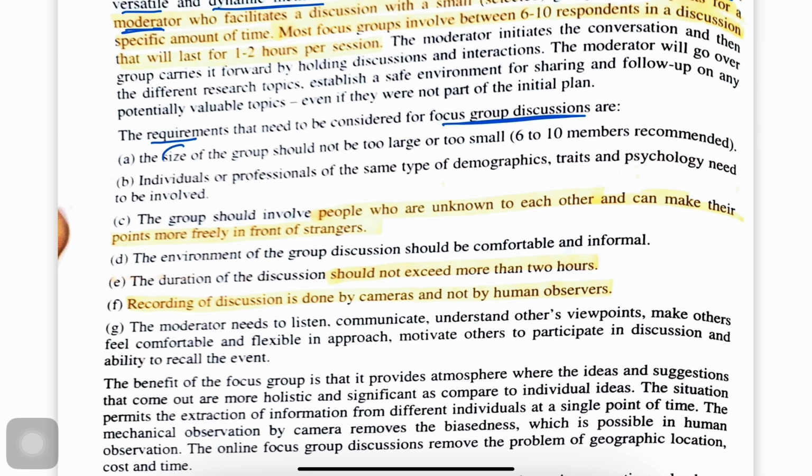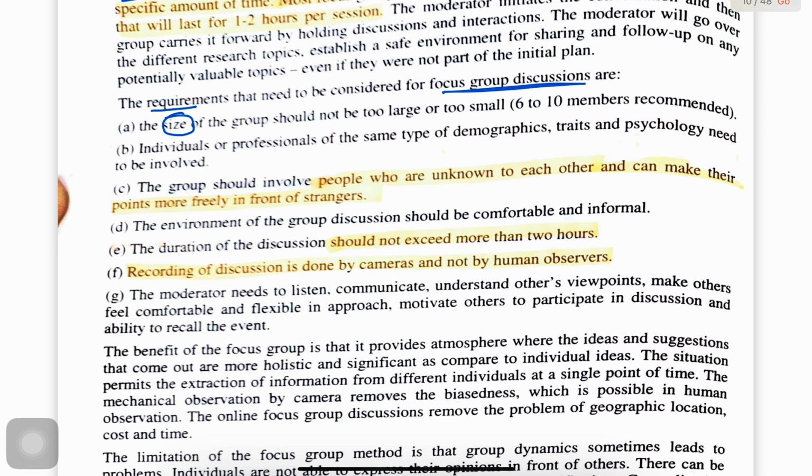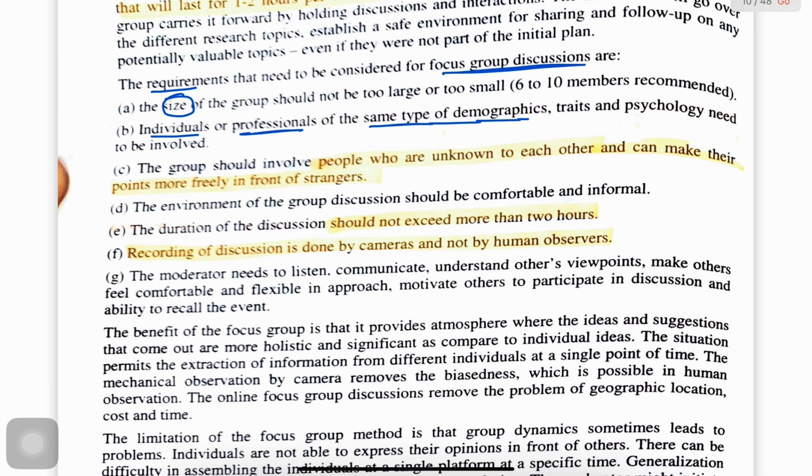Number one, the size of the group matters. It should not be very large or very small. About 6 to 10 respondents are recommended. Most of the individuals and professionals should be of the same type of demographics for focus group discussions. The group should involve people who are unknown to each other.